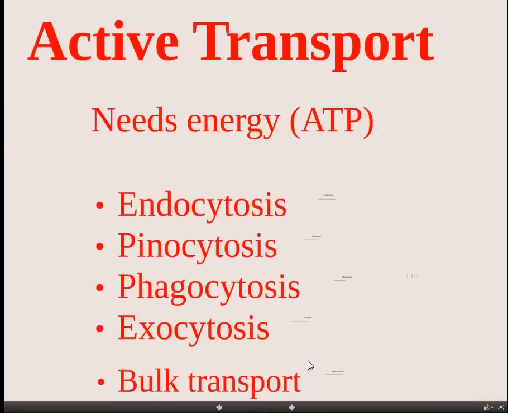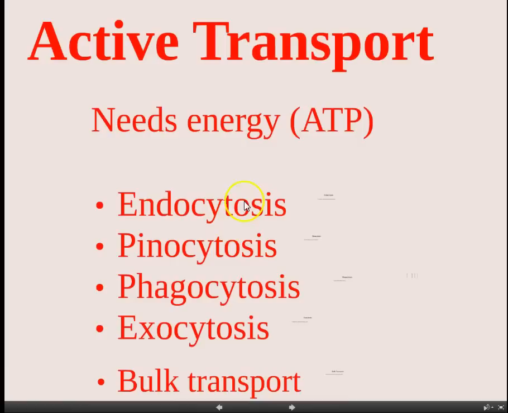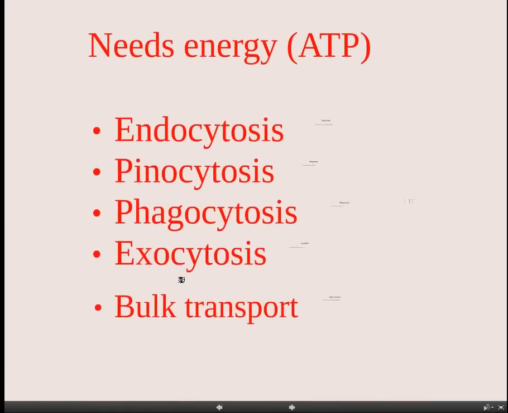Let's talk about active transport. These are things that need energy in the form of ATP. They are endocytosis, pinocytosis, phagocytosis, exocytosis, and bulk transport. All of these have to have energy, won't happen on its own. Well, let's take a look at them.